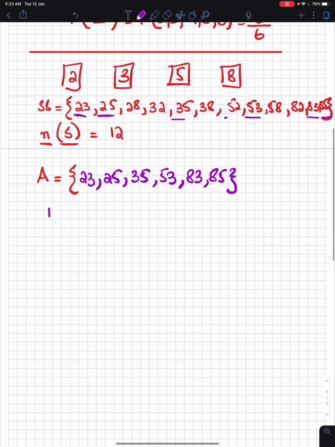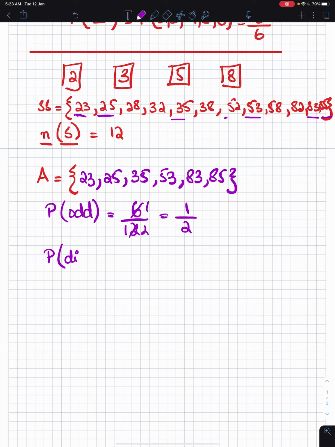So probability क्या होगी? Probability of odd number will be total favorable outcomes, that is total number of odd outcomes that can happen, that they are 6, and our sample space is 12. So your answer is 1 by 2. Okay, now next is divisible by 7.